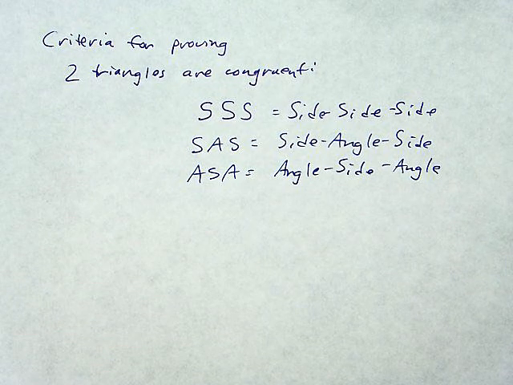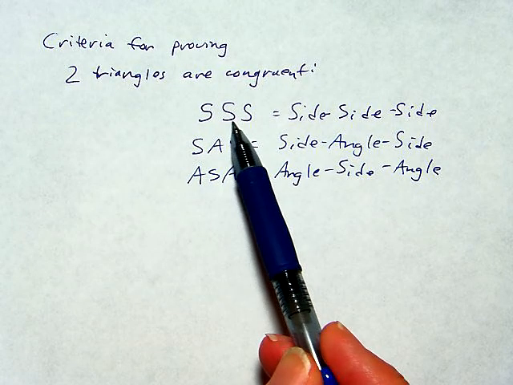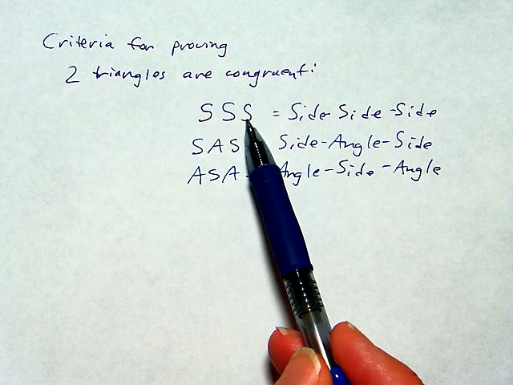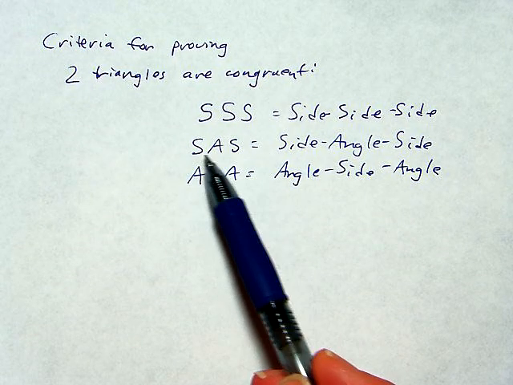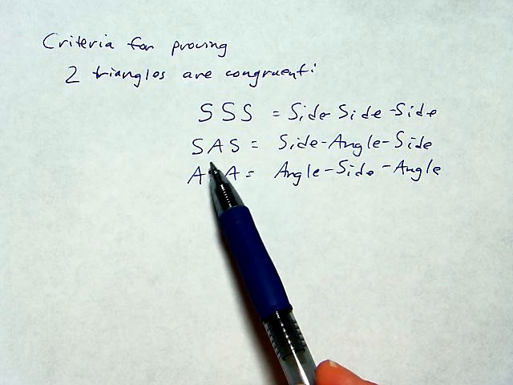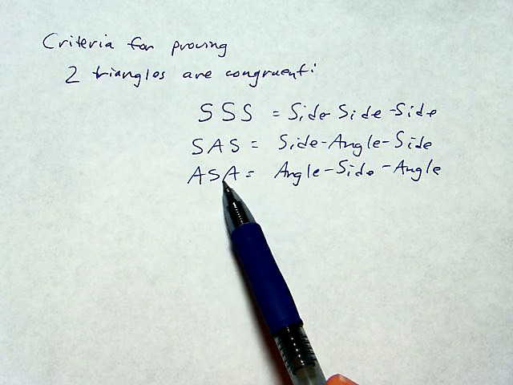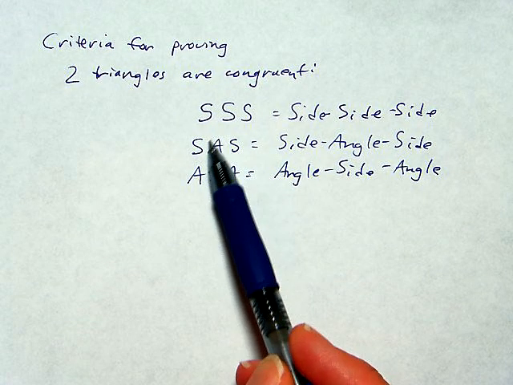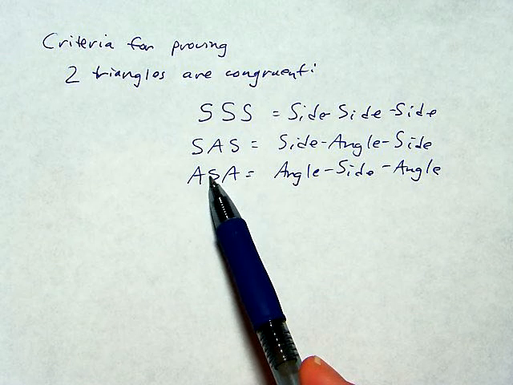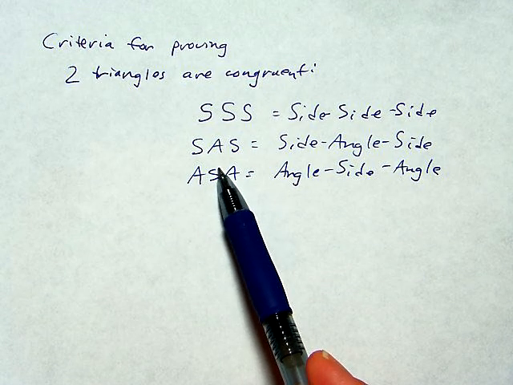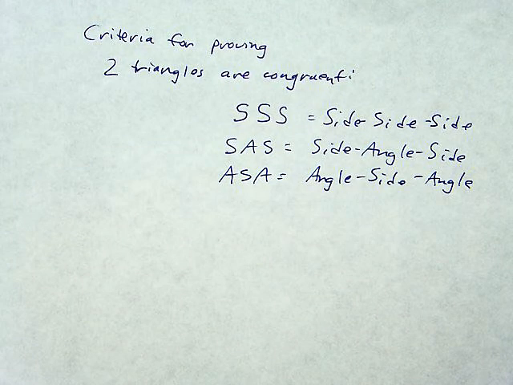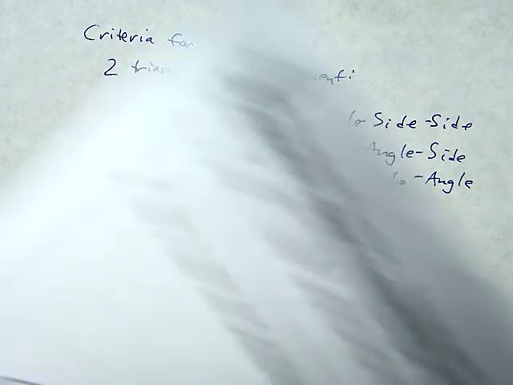So two triangles are congruent if corresponding sides are congruent. So we've got our side criteria. Two triangles are congruent if a corresponding side, angle, side are congruent, or if a corresponding angle, side, angle are congruent. If we have side, angle, side, then we've got an included angle. Okay, and if we've got an angle, side, angle correspondence of congruence, then we've got an included side. Now we're going to take a look next at an example of what is not a triangle congruence criteria.